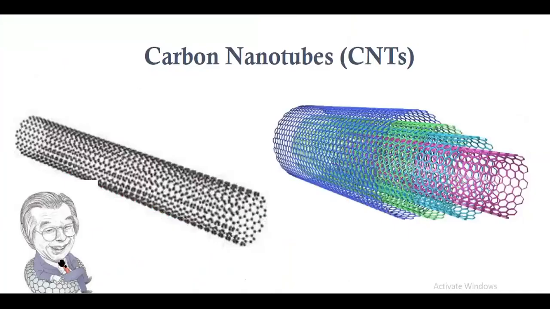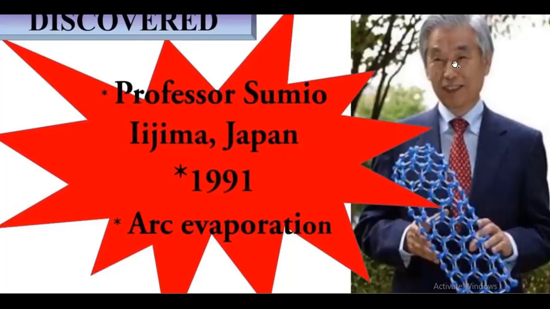This is a cartoon image. Here you can see Professor Sumio Iijima in Japan in 1991. By the arc evaporation method, he produced such a temperature through which he produced carbon nanotubes, which are basically a more modified form of C60 fullerene. Let's go further.